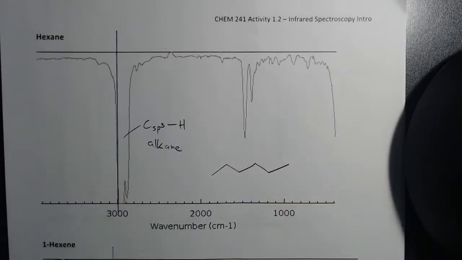So just so you guys are clear, I'm never going to ask you to identify a peak that's in the fingerprint, unless for some reason you have to use it. But for most cases, no.